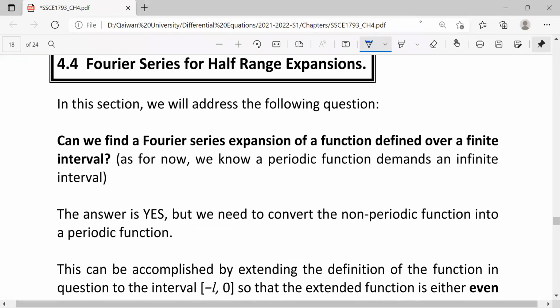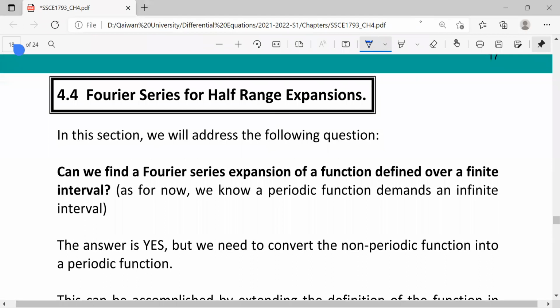We now have the last section of this chapter, which is Fourier series of half-range expansions. Here in this section, we are given a half range of the expansion. We don't get the interval from negative L to L. We just get from 0 to L or from negative L to 0. We just get only the half of the range. It says here you have a question: can you find a Fourier series expansion for a function defined over a finite interval?